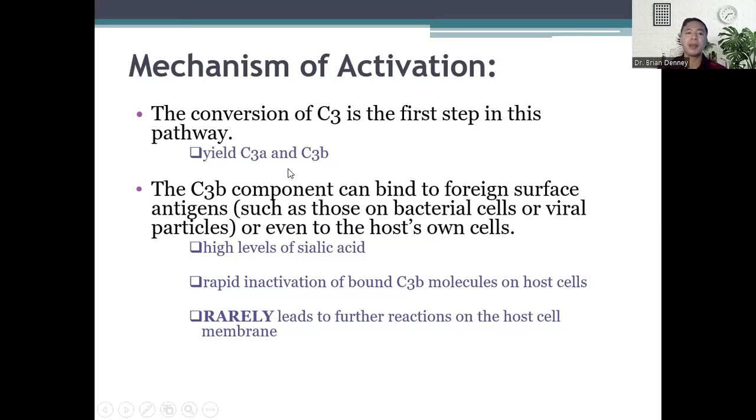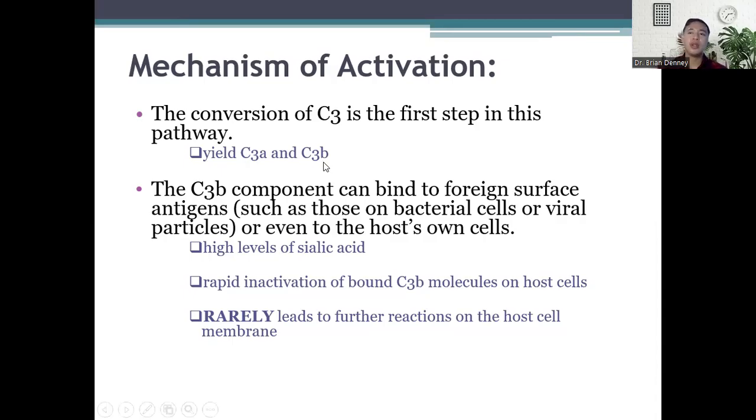So which of these fragments participate in the cascade? The same with your classical pathway, the larger fragment participates in the cascade, which in this case is C3b. Do you get that? Okay, so we have C3b. Now, your C3b components actually bind to your foreign cells or invading bacteria or to the antigenic sites.